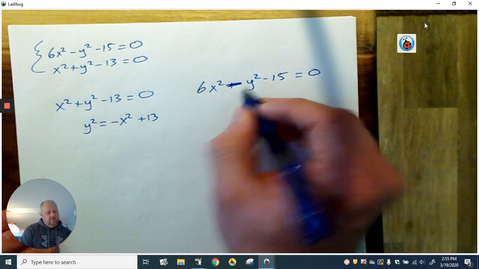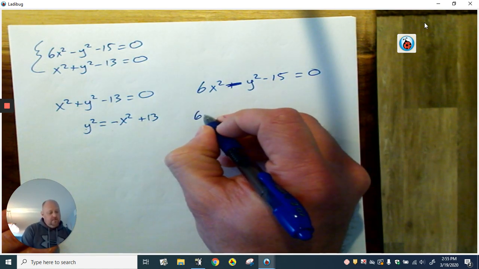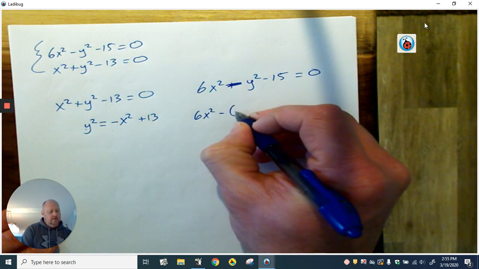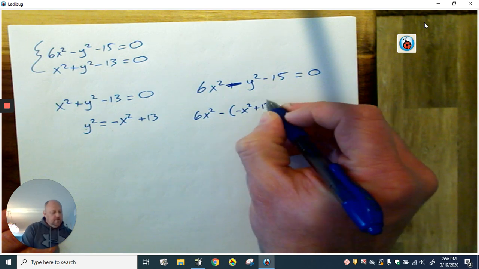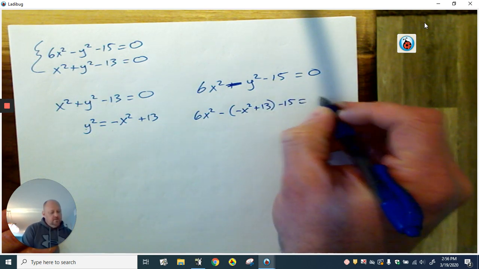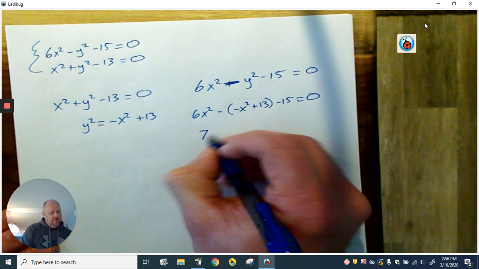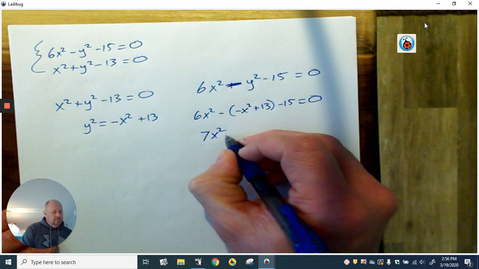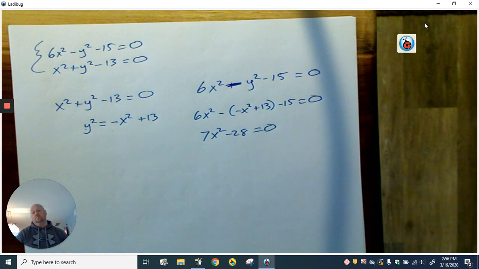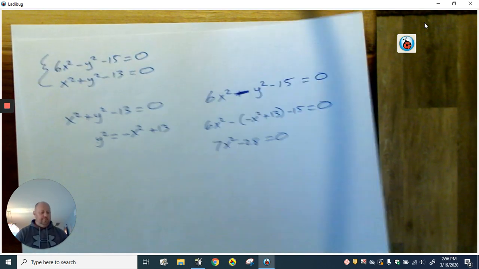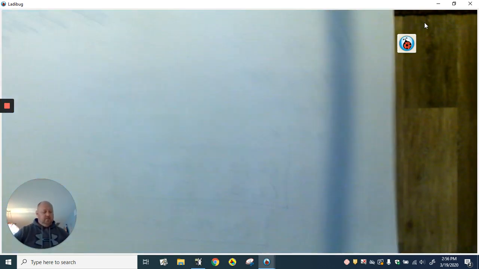So basically I end up with 6x squared minus, I'd have to remember to distribute that negative. But if you do that, you'll end up getting the same thing where you have 7x squared minus 28 is equal to 0, and then the rest is exactly the same. So the substitution method does work there as well. Okay? So let's try one more.